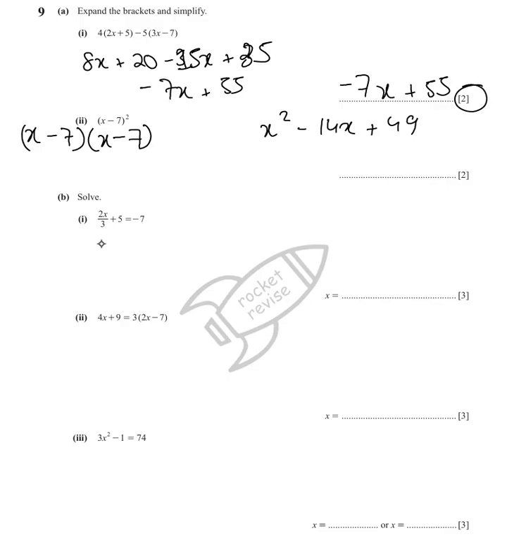2x over 3 plus 5 equals minus 7. First things first, let's shift 5 to this part of the equation. 2 over 3x equals minus 12. Let's shift 3 to this part of the equation. 2x equals minus 36, and x equals minus 36 upon 2, which becomes minus 18.